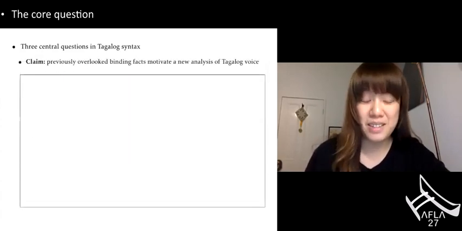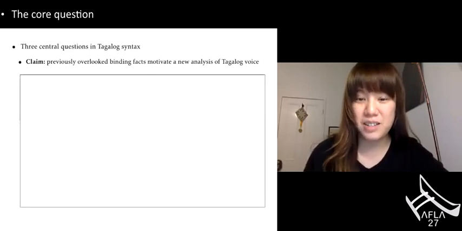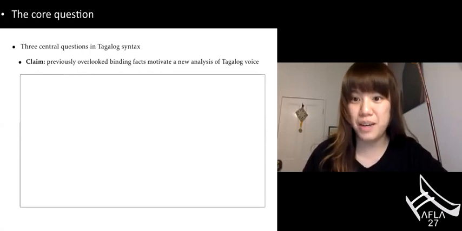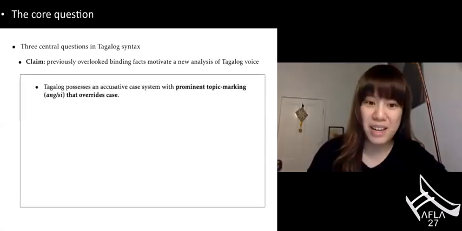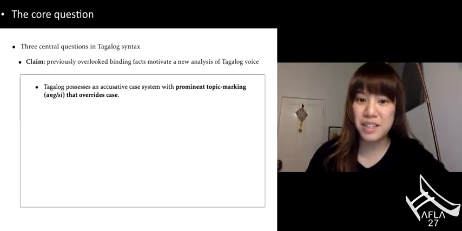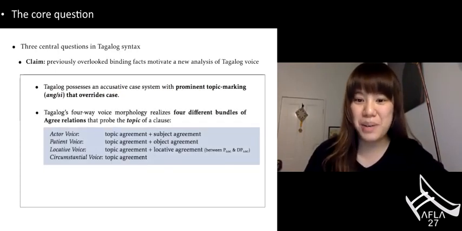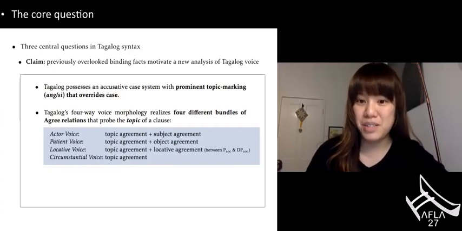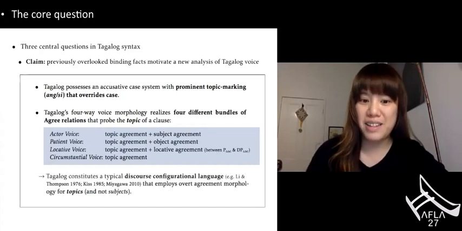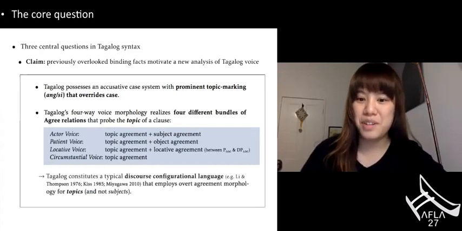So I'll be discussing some previously overlooked spine facts and propose an alternative to the previous account, on which I would love your feedback. I will be proposing that Tagalog might be best analyzed as an accusative language with prominent topic marking that overrides morphological case, and its four-way voice morphology being the spell-out of four different bundles of abstract agree relations, which form the topic of a clause, and that it's a pretty typical discourse configurational language that employs overt agreement morphology for topics and the subject.